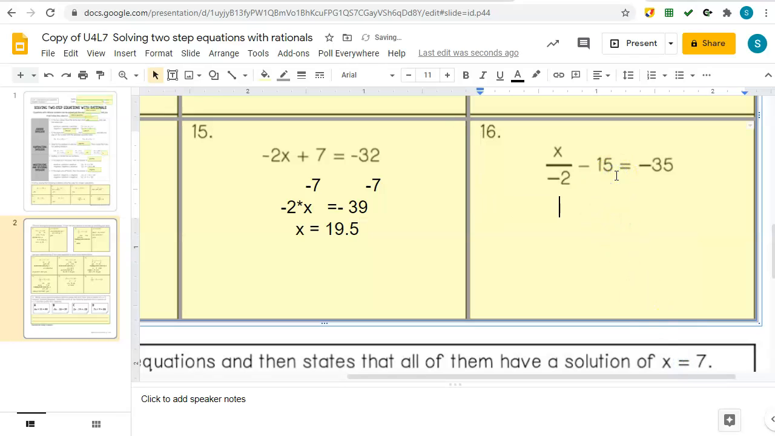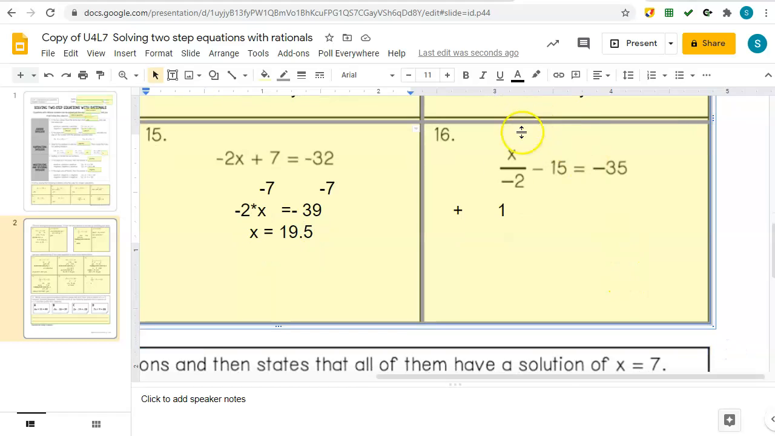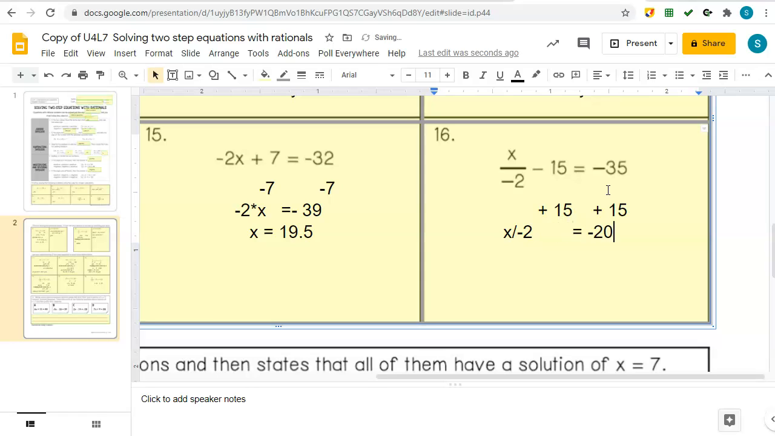So we can go through this one. I'm going to do plus 15. Sorry. So we see we've got two operations. We've got a divide by negative 2 and a minus. Huh. What went on there? So we've got a plus 15. But anything we do on this side, we have to do on this side. Remembering that the equal sign is my middle there. So I'm going to get x divided by negative 2, and that is going to equal negative 20.